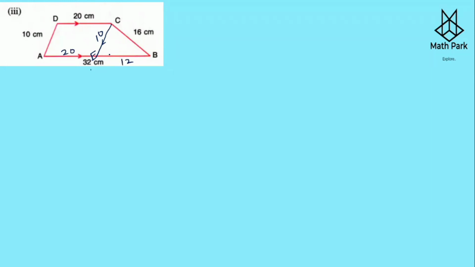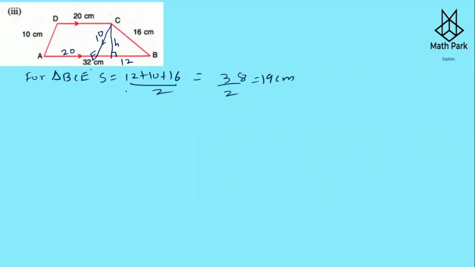So we got a triangle BCE, which is a scalene triangle. If I find the area of this triangle, then I'll be able to find the height. If I find the height of this triangle, then I can find the area of this trapezium. So let us first find the area of triangle BCE. For triangle BCE, your S is equal to 12 plus 10 plus 16 divided by 2. That is 38 divided by 2, which is 19 centimeter, the semi-perimeter.